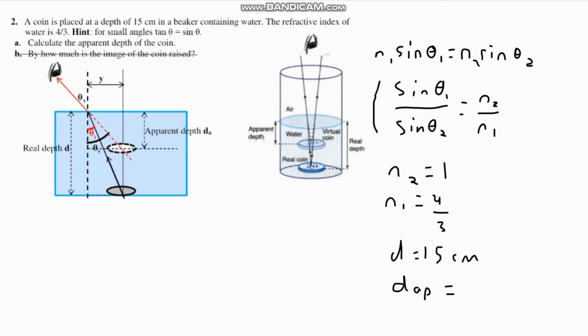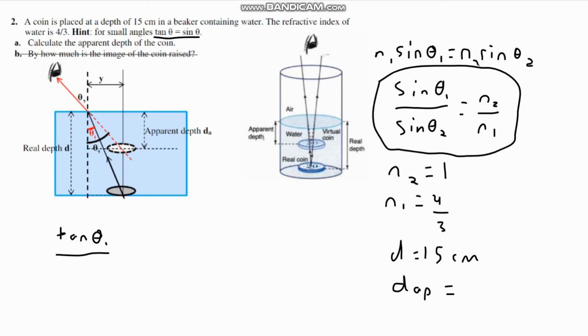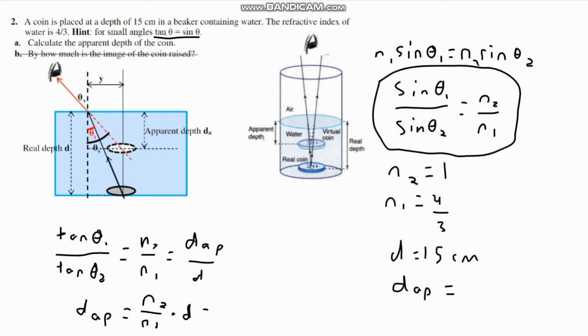So we can use that equation, and we replace sine theta with tan theta. So tan theta 1 over tan theta 2 is equal to n2 over n1, which is equal to the apparent depth over the actual depth. So now we just solve for the apparent depth, and we get n2 over n1 times the actual depth. And that would just be equal to 1 over 4/3 times 15, and we would get 11.25 centimeters.